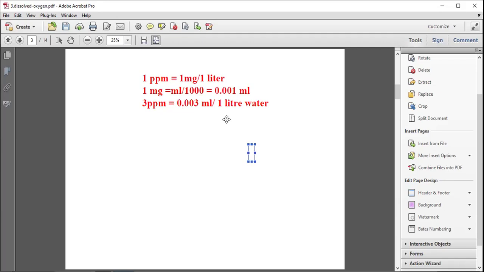This one ppm, 1 milliliter. You can remember this unit conversion. This is the standard one, 1 liter water.